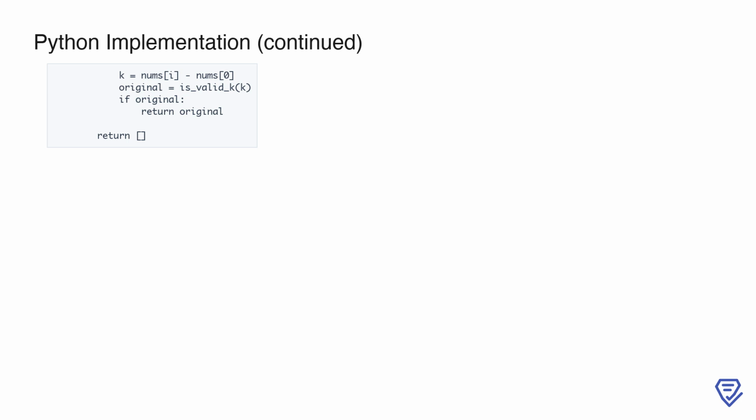If is_valid_k returns a non-empty list, it means we've successfully reconstructed the original array, so we immediately return this list. If no valid k is found after examining all possible differences, the function concludes by returning an empty list, indicating that it's not possible to recover the original array. This approach systematically tests potential values for k and ensures that the solution is both efficient and correct, leveraging sorting and the Counter class to minimize redundant computations.